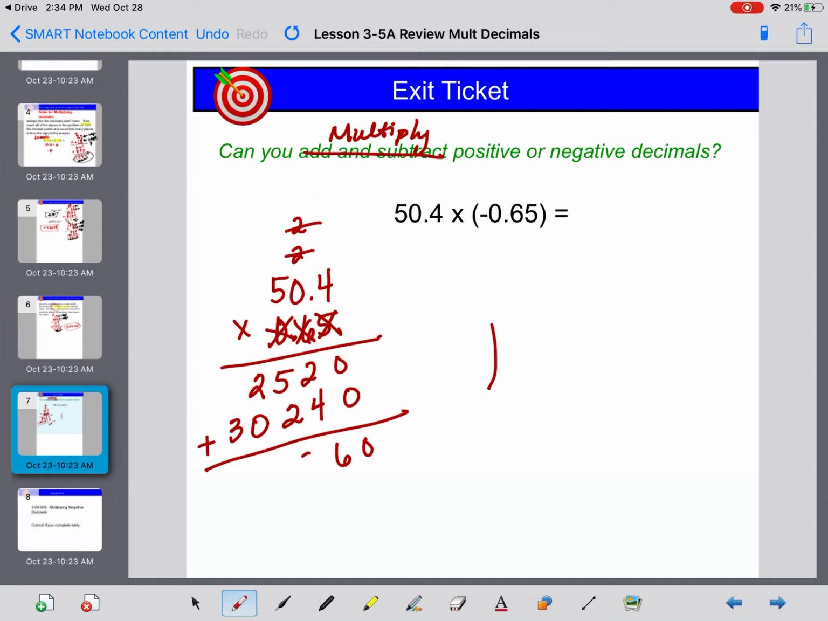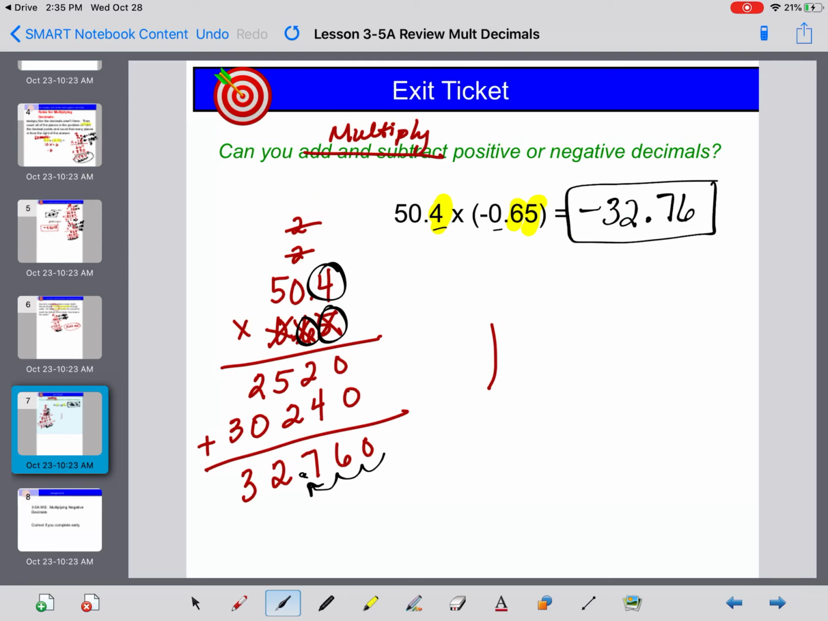4 plus 2 is 6, 5 plus 2 is 7, 2 plus 0 is 2, and then I get a 3. Now let's count up digits. 1, 2, 3 digits. Oops, this one, and this one. So I'm going to move that decimal point in 3 places, and my answer is a positive times a negative is a negative 32 and 76 hundredths.